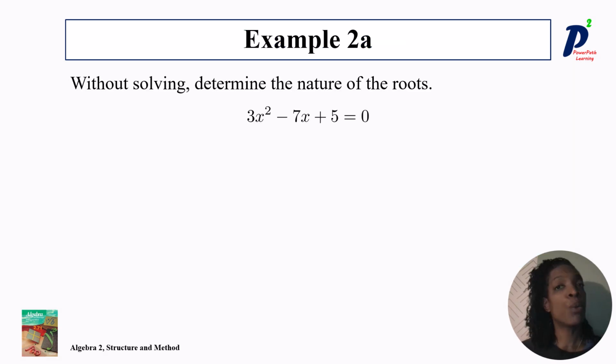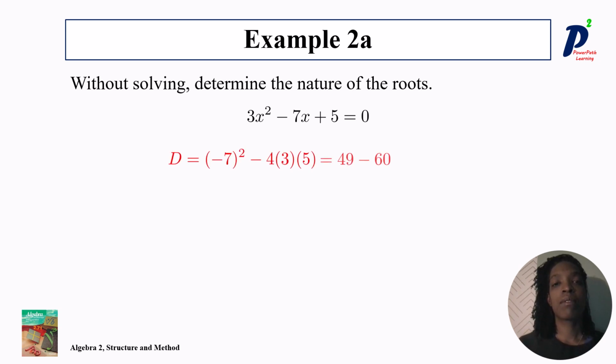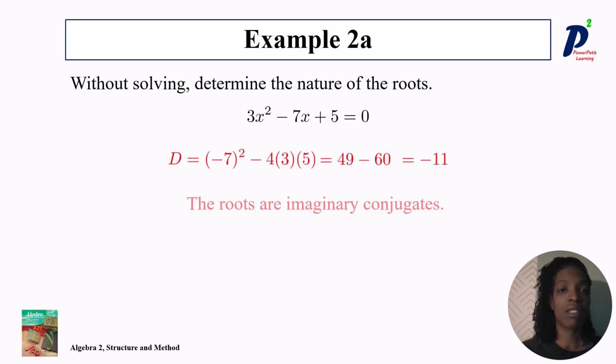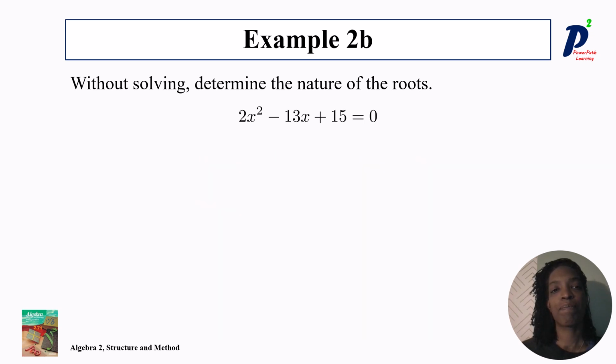So now let's try and use our discriminant formula. For example 2a, we have 3x squared minus 7x plus 5 equals 0, and we don't want to solve, we just want to figure out what kind of roots it has. Okay, my discriminant is negative 11, which tells me that the roots are imaginary conjugates.